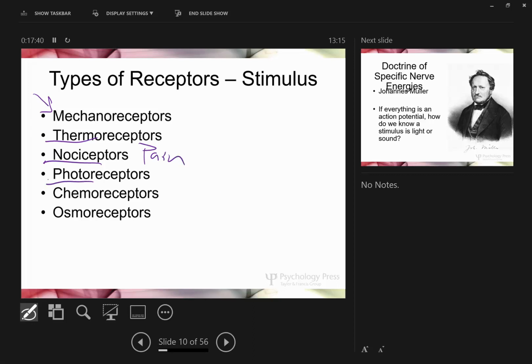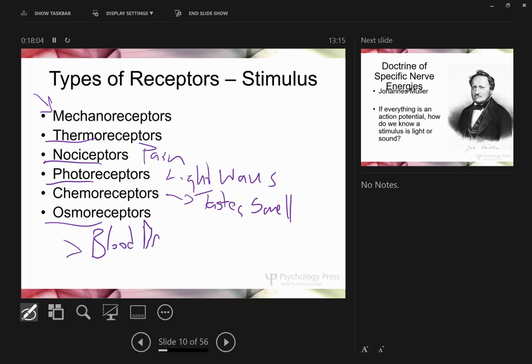Photoreceptors, those are sensitive to great pictures that you take. It's light waves. Chemoreceptors, they are sensitive to chemicals. What kind of chemicals would we think about? This is going to be for taste and smell. And then osmoreceptors, these aren't things that you're necessarily going to be aware of, but they measure things like blood pressure. Okay, they would measure osmotic pressure, right, in your body. So that's not going to be something you're necessarily aware of, but it's there.